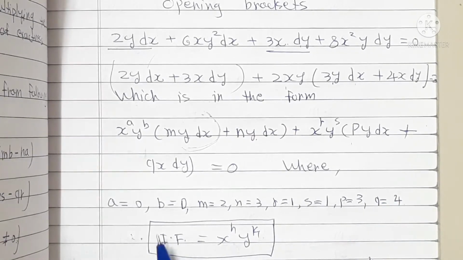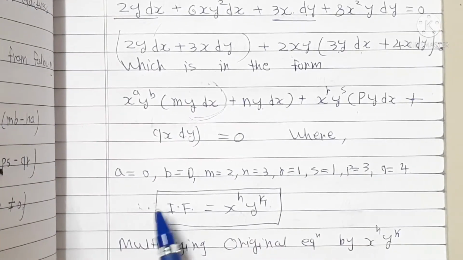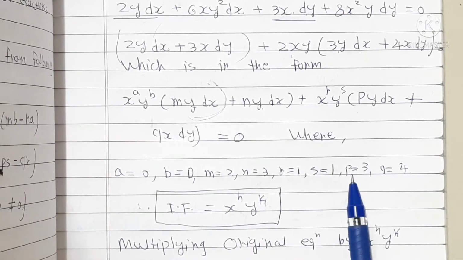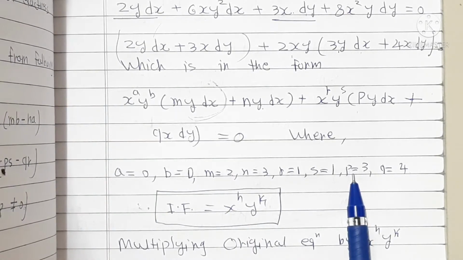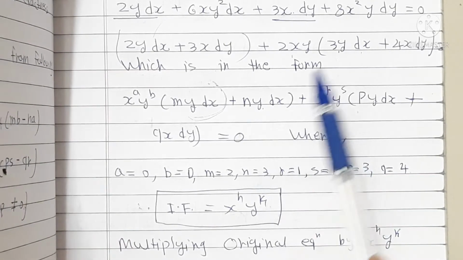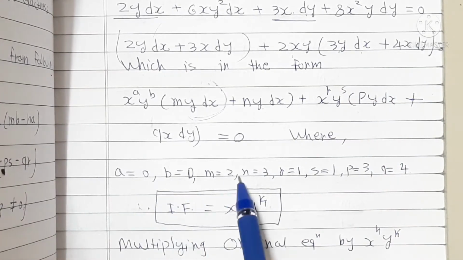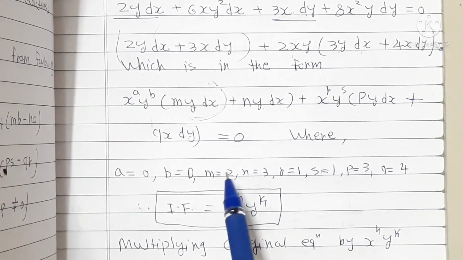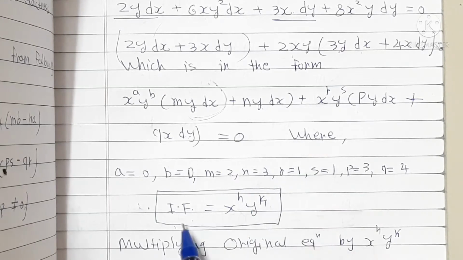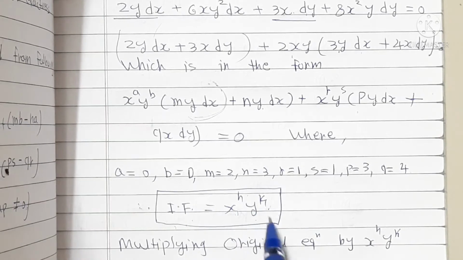Now if the equation fits in this form, then what is the integrating function? The integrating function is x raised to h into y raised to k. These are the standard formulae. If you solve more problems, then you will come to know the exact steps. First put the equation in this format, evaluate the values of a, b, m, n, p, q, r, s. Then if the equation fits in this form, the integrating function must be x raised to h into y raised to k. Here we get the formula.